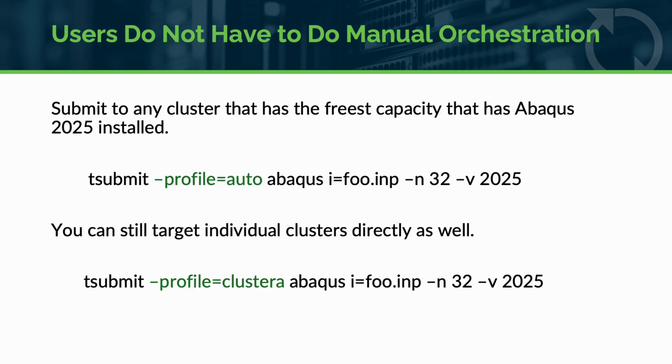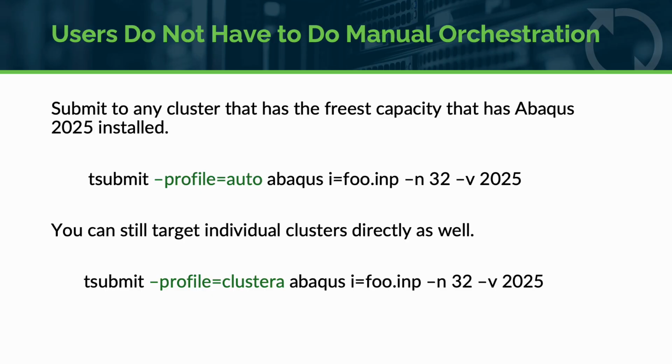Suddenly, I will take your IMP file. We're going to find all your includes, gather them up, look around the enterprise for you, find the freest and most preferred cluster with 32 cores free, and that has Abacus 2025 available, and then move your data over there and run it. Then it'll all come back. And all of that is hidden behind a simple command.